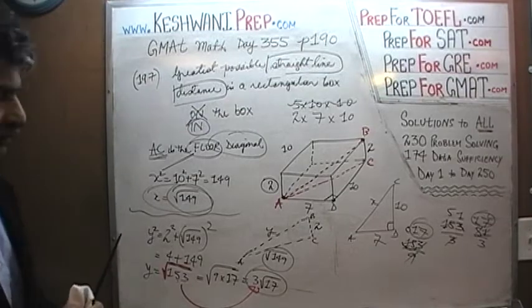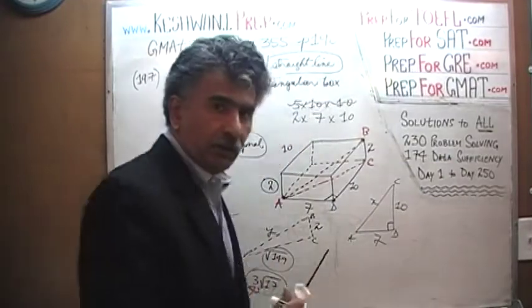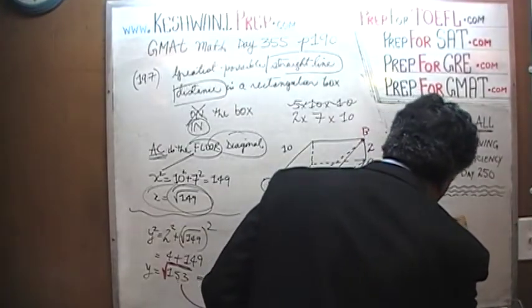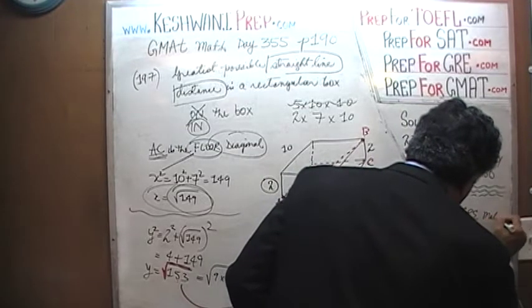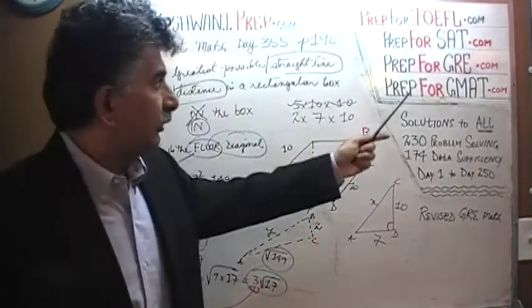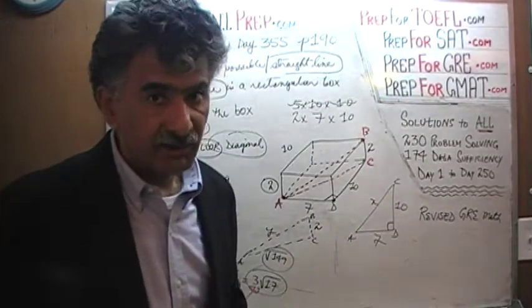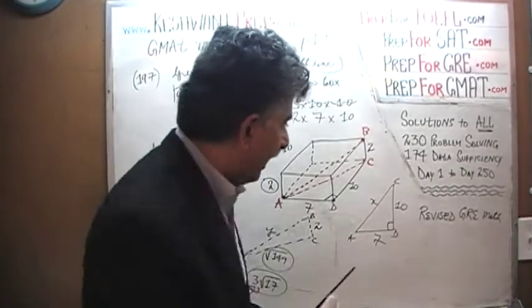Let's do the problem that appears in the book. Tell you what, I'm going to give you a little bit more information if you're interested. Revised GRE math. I know that you're not here for the GRE. I am quite cognizant of the fact that you are here for GMAT. But math is math. Math does not change. Do you understand? Just type in revised GRE math.